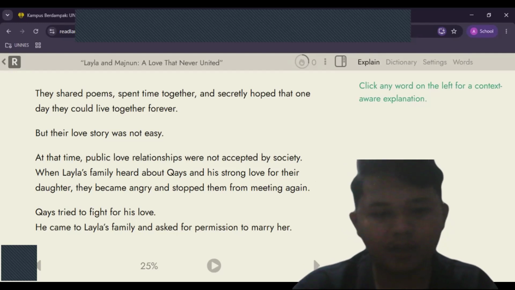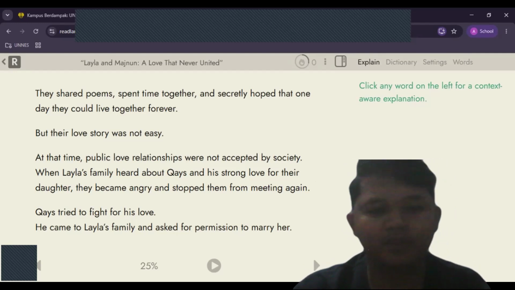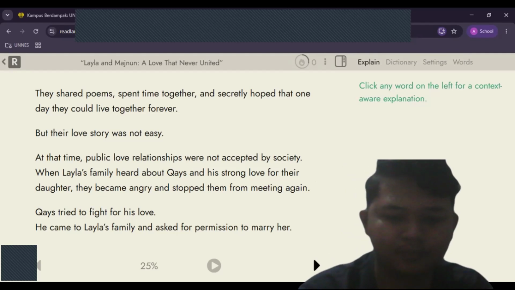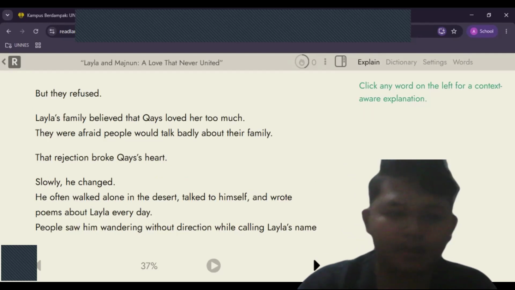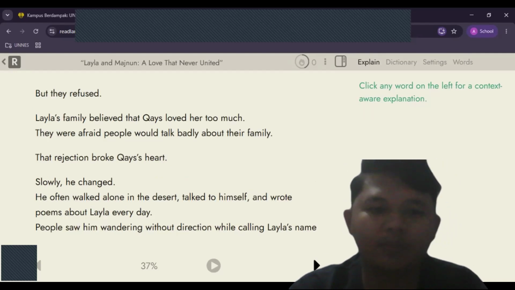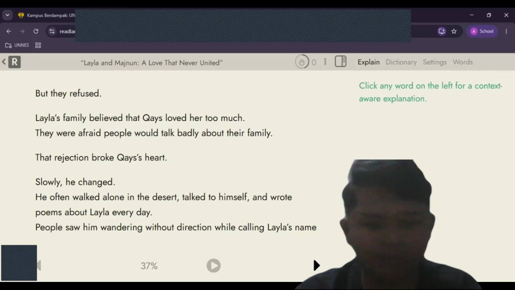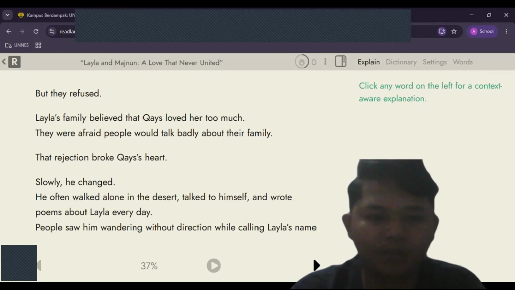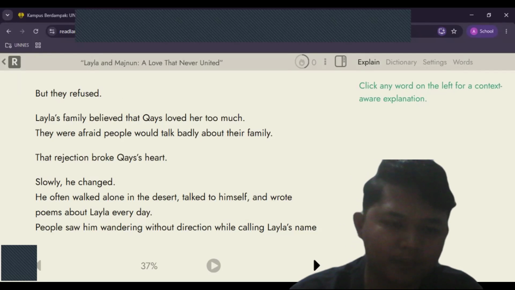He came to Laila's family and asked for permission to marry her, but they refused. Laila's family believed that Qais loved her too much. They were afraid people would talk badly about their family. That rejection broke Qais's heart.